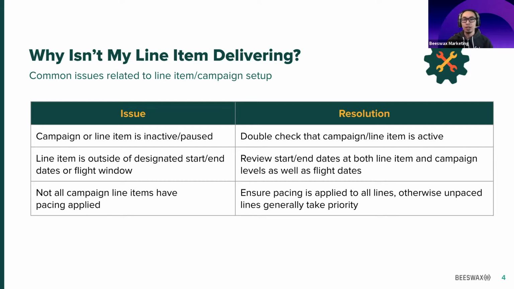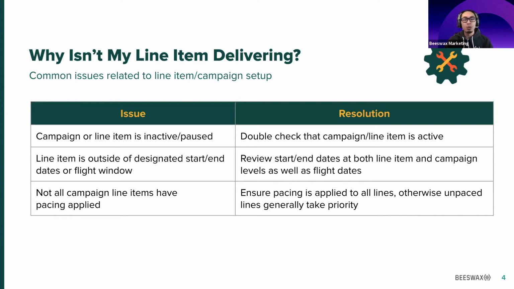Also worth touching on flight dates for a second. In Beeswax, flight dates can't actually overlap. So that's definitely something to look into to make sure that that is not a reason why a line item is not delivering. That said, I do want to note that this probably wouldn't happen in the Beeswax UI because we do have an alert that prevents flight dates from overlapping. But if this is an issue you might experience in another system, it's something worth keeping in mind.